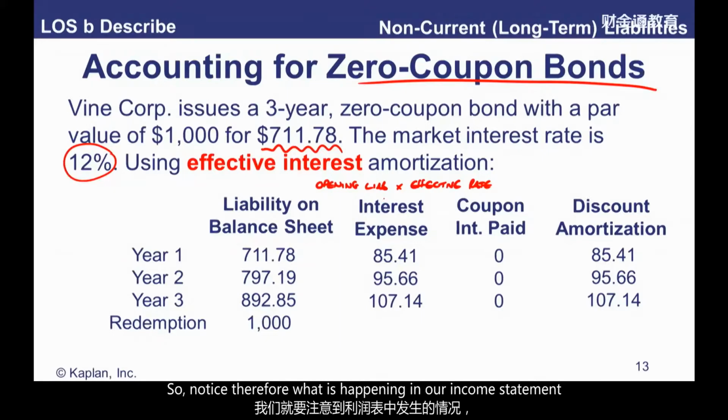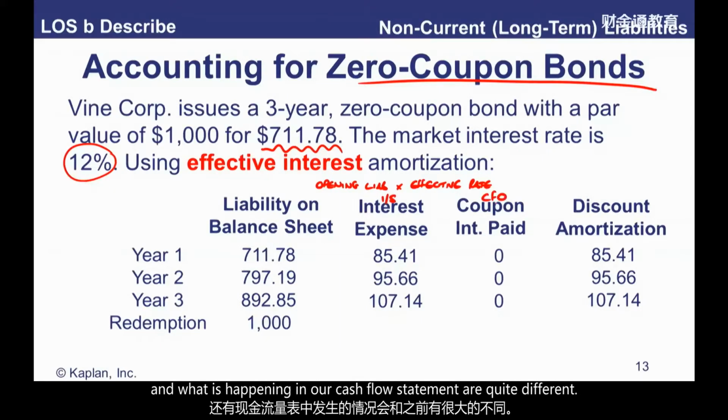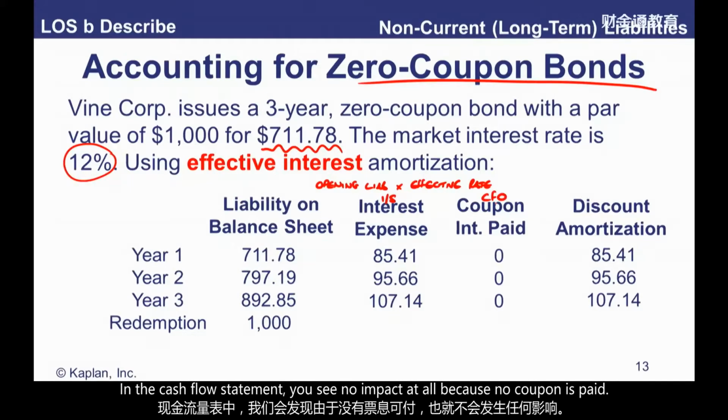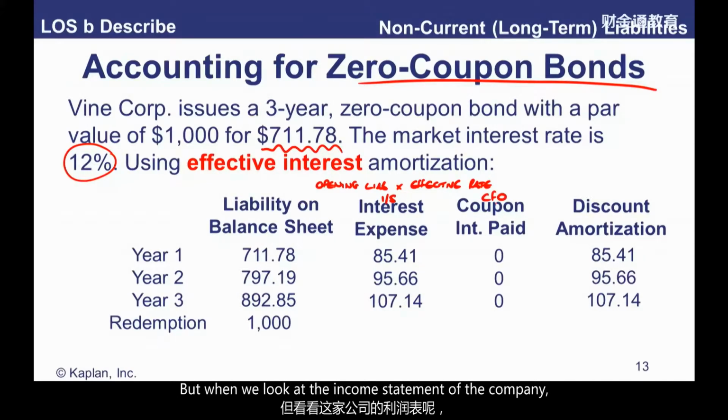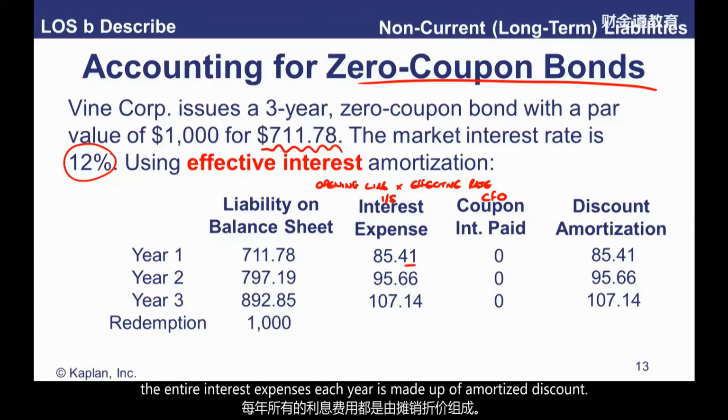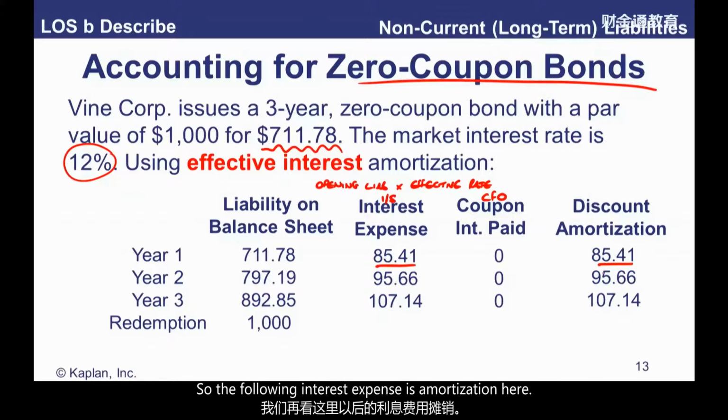So notice, therefore, what's happening in our income statement and what's happening in our cash flow statement are quite different. In the cash flow statement, you're seeing no impact at all because no coupon is paid. But when we look at the income statement of the company, we are seeing an effect on the interest expense. Now, of course, what that means is the entire interest expense each year is made up of amortized discount. So the full interest expense is amortization here. Okay, so that means that 85.41 is going to be added to the liability.